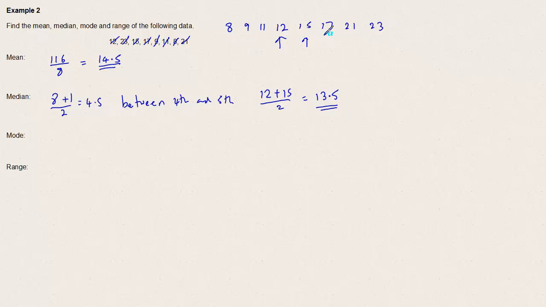There's only one of each piece of data, so in this case there's no mode. We could think of all of them as being a mode as well, but it's easier to say no mode. And then the range is just going to be 23 take away 8, and that gives us 15.